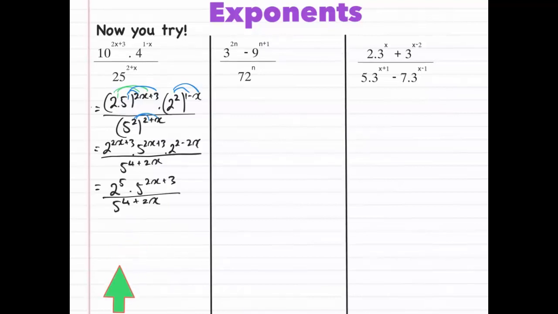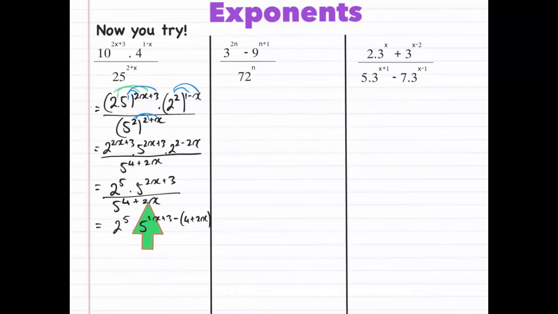Now, let's continue. Equals. This gives me 2 to the power of 5 times, we write the 5 because now we're going to divide. So we simply write the base and we subtract the exponent. So it will be 2x plus 3 minus 4 plus 2x.